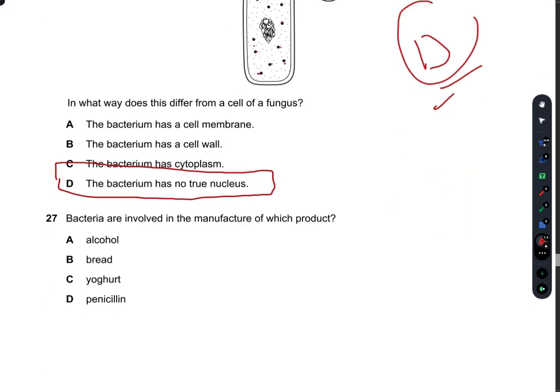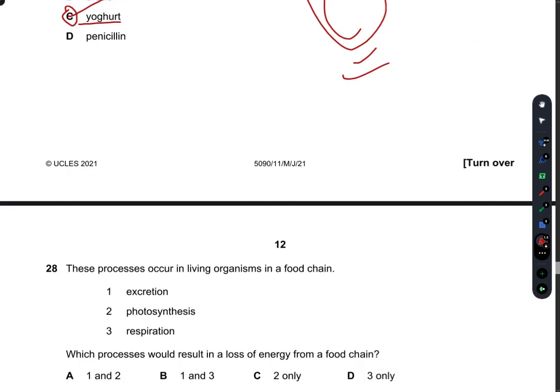Bacteria are involved in the manufacture of which product? I'm not sure about alcohol. I'm not sure about the others, but I'm pretty much sure about yogurt. You definitely would have heard that once you leave milk open, the bacteria will come and modify it into yogurt. So C is the right option.